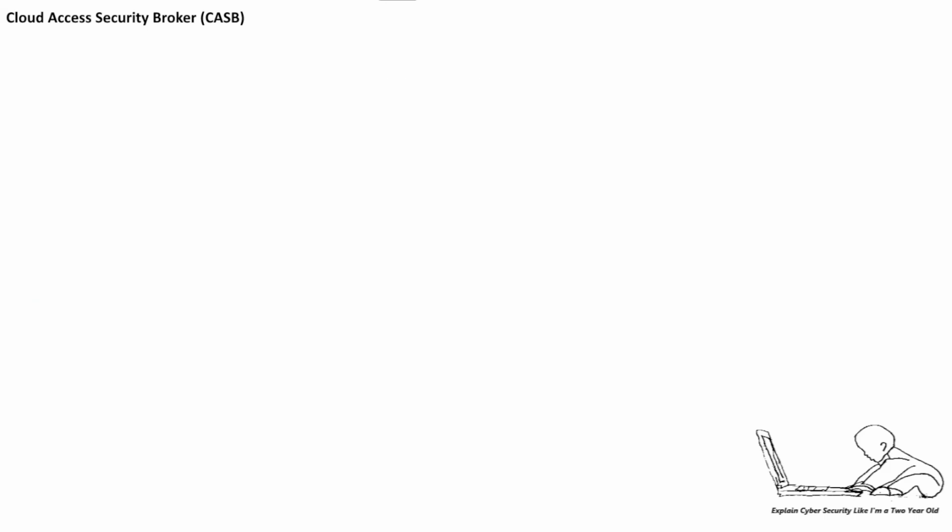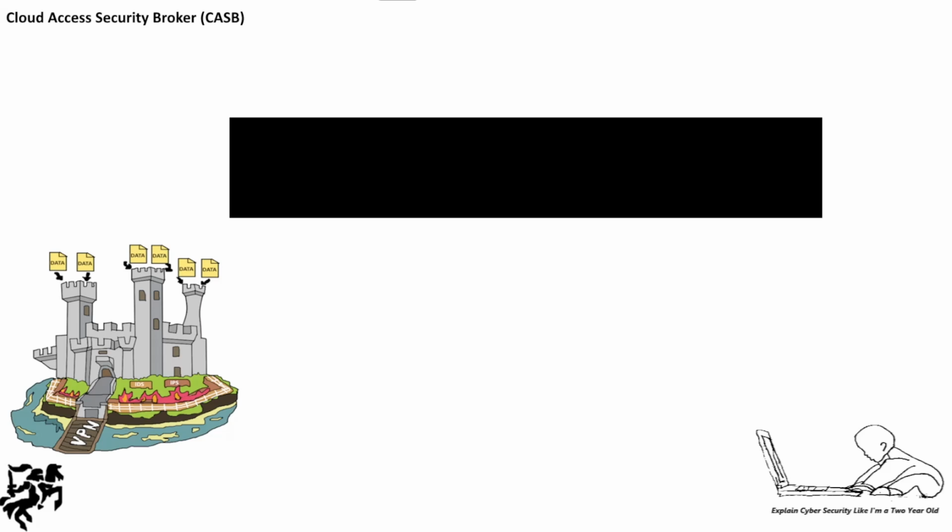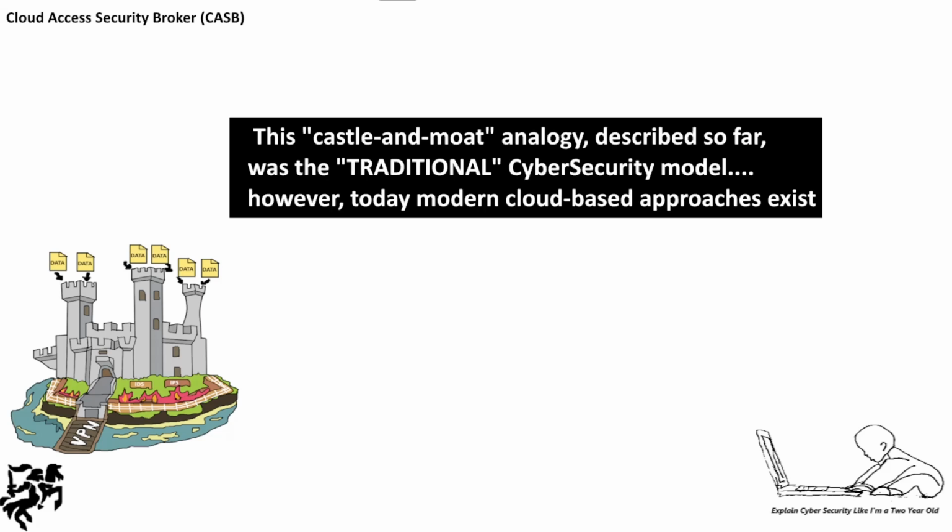Now, to pause and recap. The castle and moat analogy described so far in this video is the traditional cybersecurity model, meaning before the cloud, and cloud-based approaches have complicated this analogy, and so in the next part of this video, let's get technical. By applying the modern cloud-based approaches to this original castle and moat analogy.